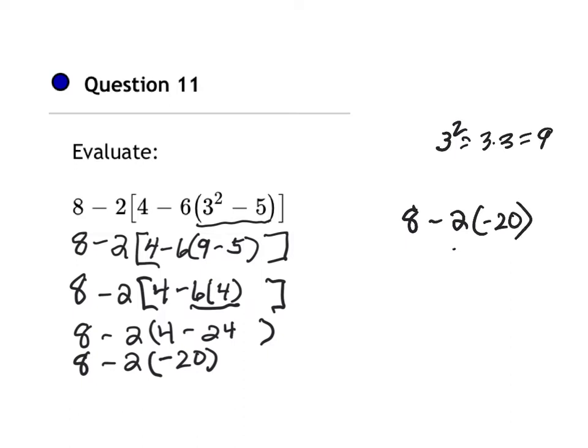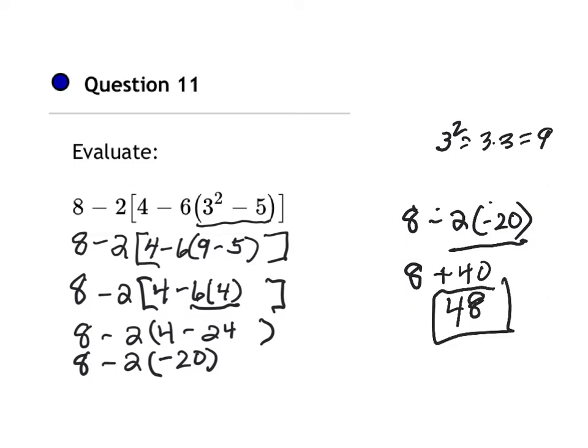So subtraction, multiplication, this is 8. Now I'm going to take that -2 times the -20 so that I don't have double signs. That gives me a negative times negative is positive, and when I multiply it comes out, so positive 40. So that gives me an answer of 48. That's an 8.